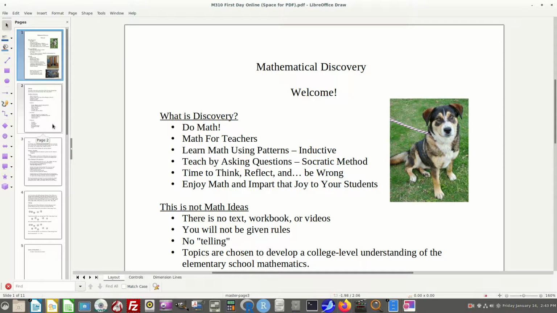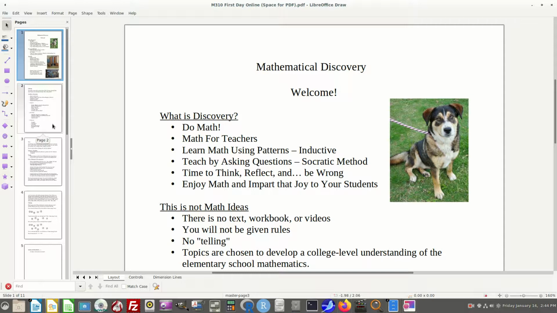So first I'd like to talk about what is math discovery. And I think the most defining characteristic of math discovery is that we will do math. You could say that we're going to do math from the ground up. We're going to look at patterns and see where those patterns lead.